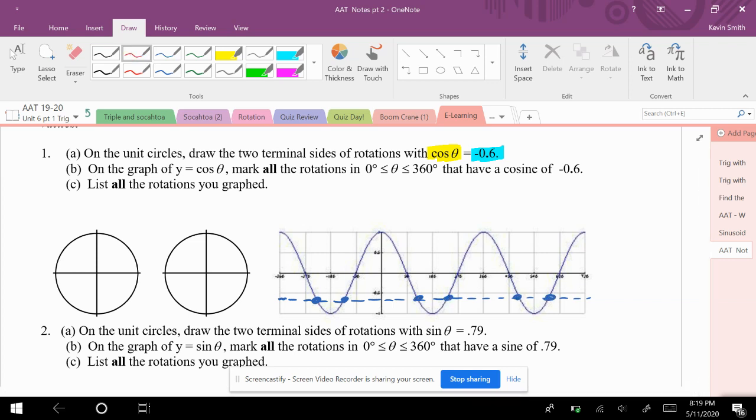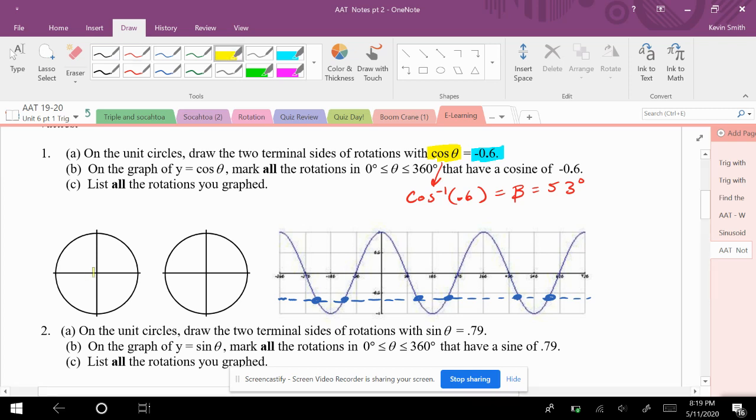We're going to start by first finding the reference angle. So we're going to use inverse cosine to do this. And remember, when you use inverse cosine, we're going to want to make this a positive number. It'll be positive 0.6, and that'll be our reference angle, which is around 53 degrees.